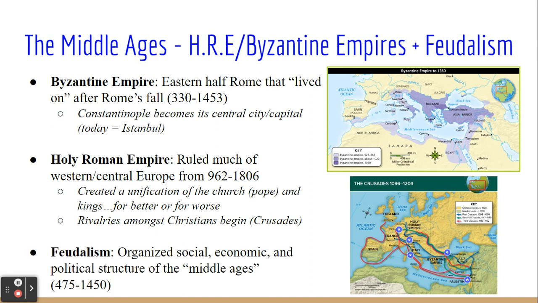Finally, for this slide, feudalism also emerged during the Middle Ages, and it was, for multiple empires, the social, economic, and political system and hierarchy that was created to create a form of organization. Was it the most fair thing in the world? Probably not, but it is the system that is associated with the Middle Ages.